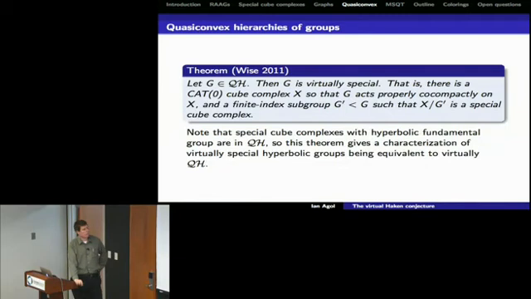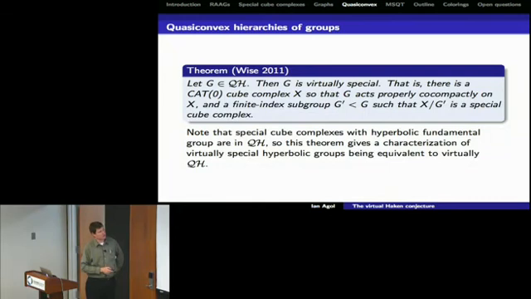X is not in this theorem, except it's related to these groups. Well, X is a cat0 cube complex. It's like the universal cover. Oh, maybe I should have put a tilde there, but it already is the universal cover. And then G is acting properly co-compactly on that.